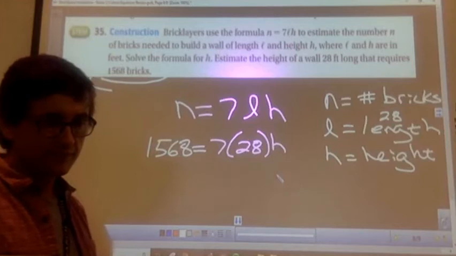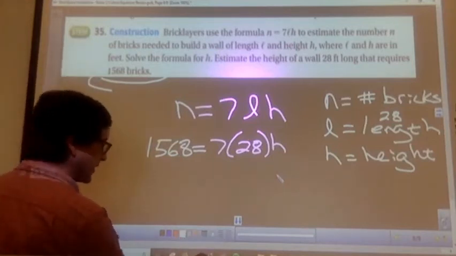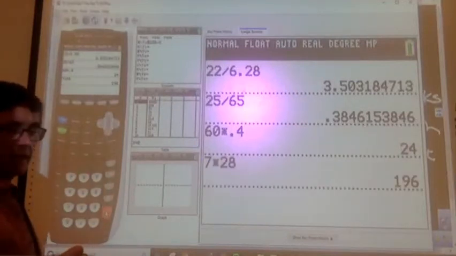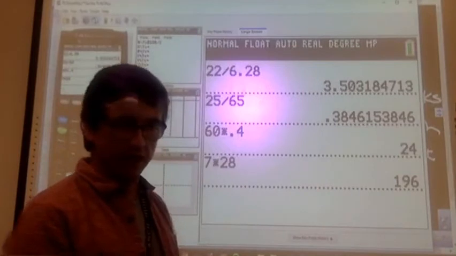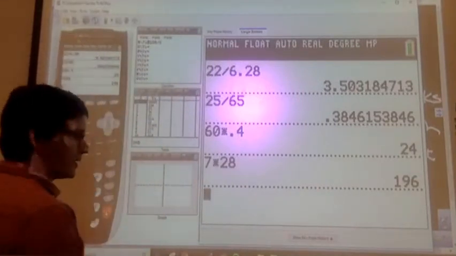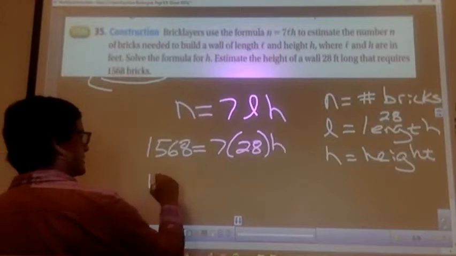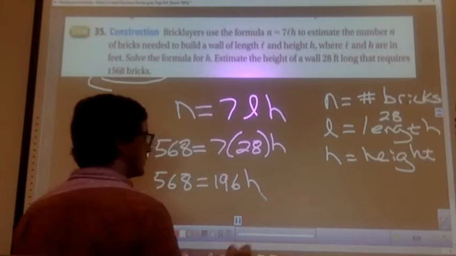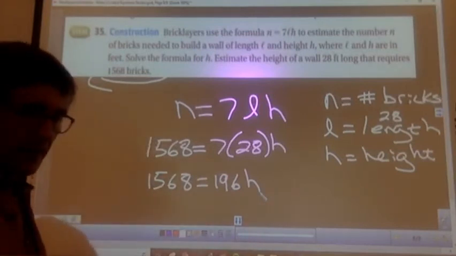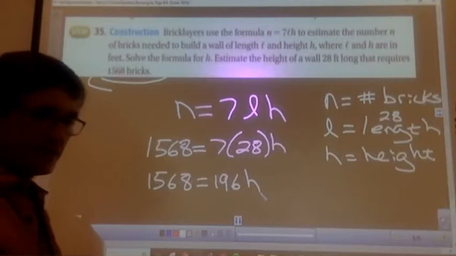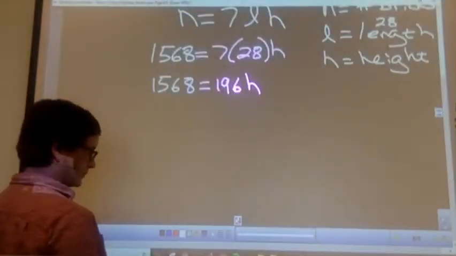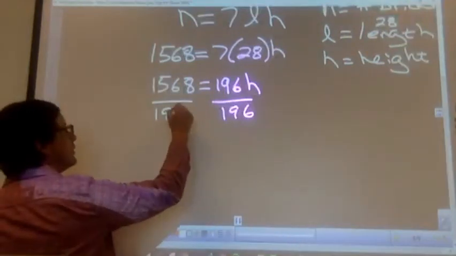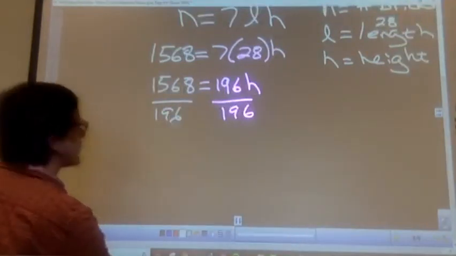Wouldn't you multiply? You would. So 7 times 28. Now, Kelly, if you have one of those moments where you knew to multiply and didn't say it, please say it next time. So 7 times 28 is 196. And then what is the last step, Quinn? And then you divide by 196. Good. So divide both sides by 196.